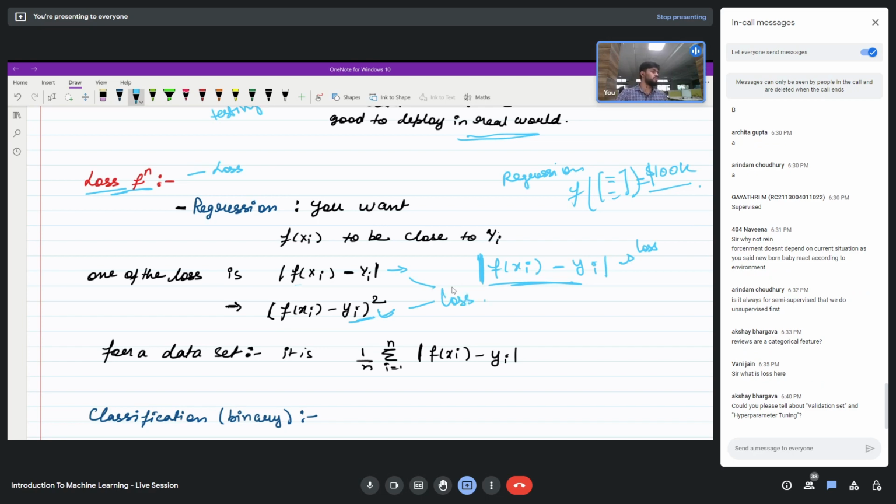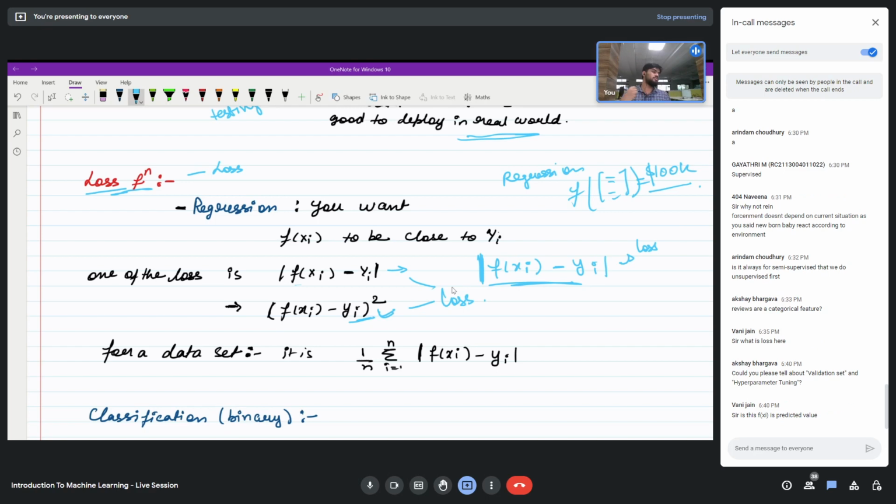Akshay, I'll come to that also, but probably towards the end of the lecture. Hyperparameter tuning is not relevant right now because no algorithm has been taught to you yet. Most of you might not even know what a hyperparameter is.